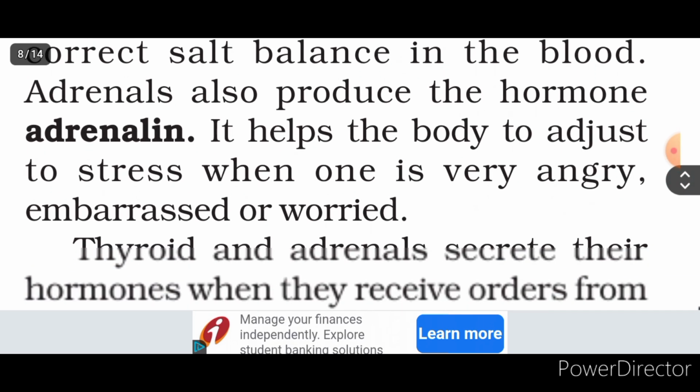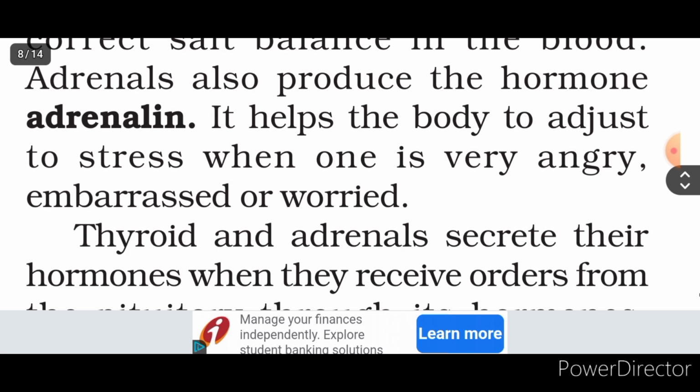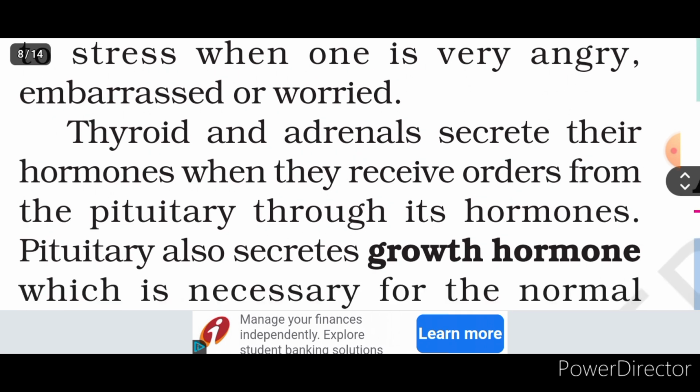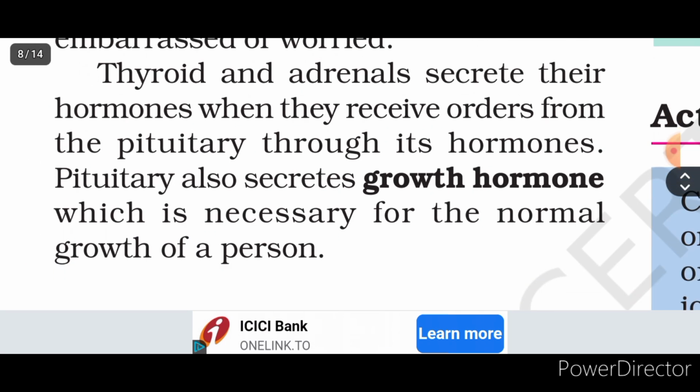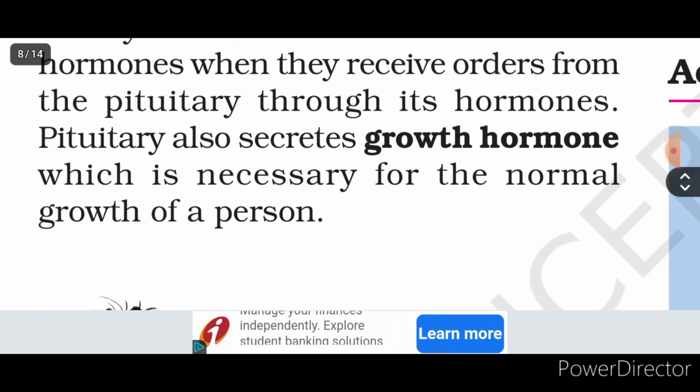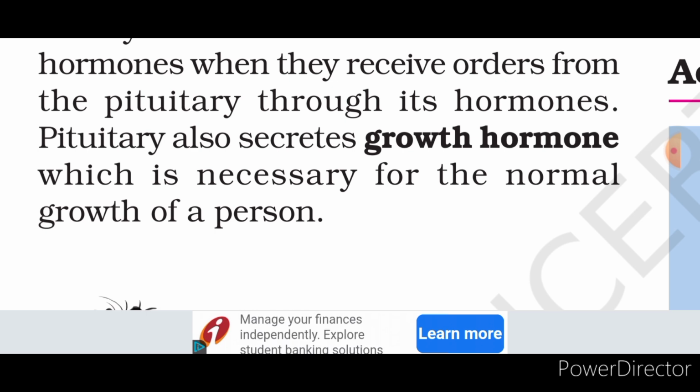Adrenals also produce the hormone adrenaline. It helps the body to adjust to stress when one is very angry, depressed, or worried. Thyroid and adrenal secrete their hormones when they receive orders from the pituitary through its hormones. Pituitary also secretes growth hormone, which is necessary for the normal growth of a person.